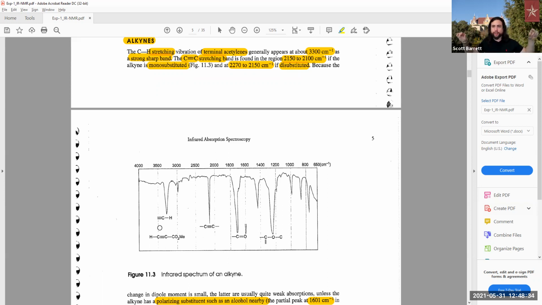Maybe you have a carbon chain, and in between you have an alkyne. That's why you would have it here in the 2000 region. Versus a terminal alkyne, it's very hard for that to stretch. It requires a lot of energy to excite that. So that's why it's so much higher.